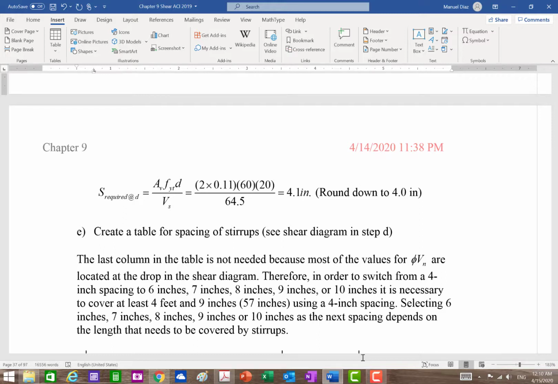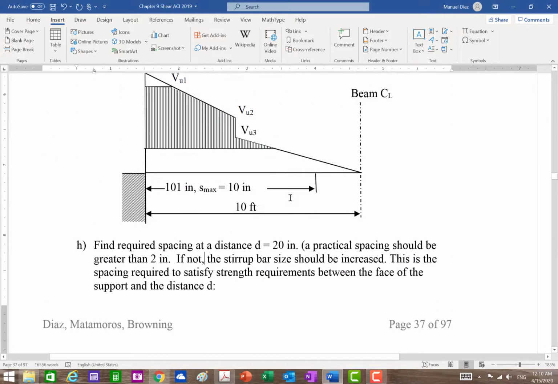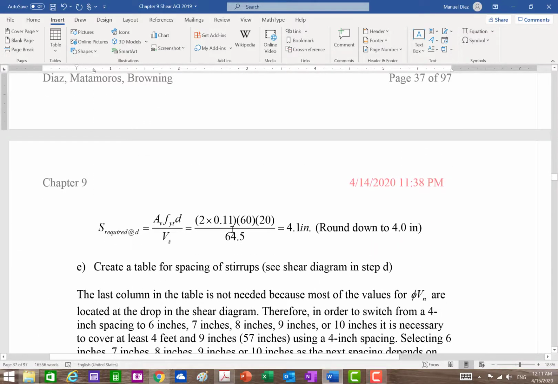So that means I need to cover at least 4 feet 9 inches, which is 57, using what spacing? Using this spacing right here. So that's the one I will need to use in order to satisfy that requirement. Anything else will not work.